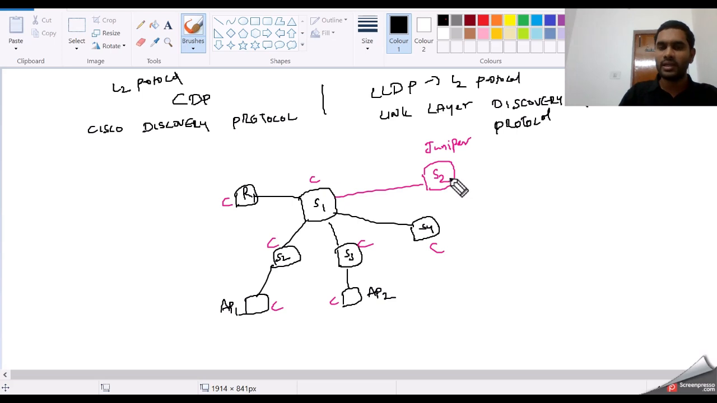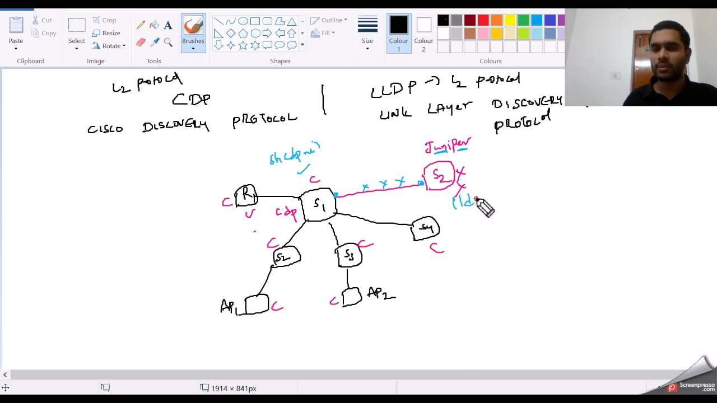Now here, this Juniper will not run CDP by default, while these devices will run CDP by default. So if I go and ask this switch one to show me its CDP neighbor, even though they are both connected, it will not list this device, because CDP works only for Cisco equipment. Juniper is from a different vendor, so that's why CDP will not work.